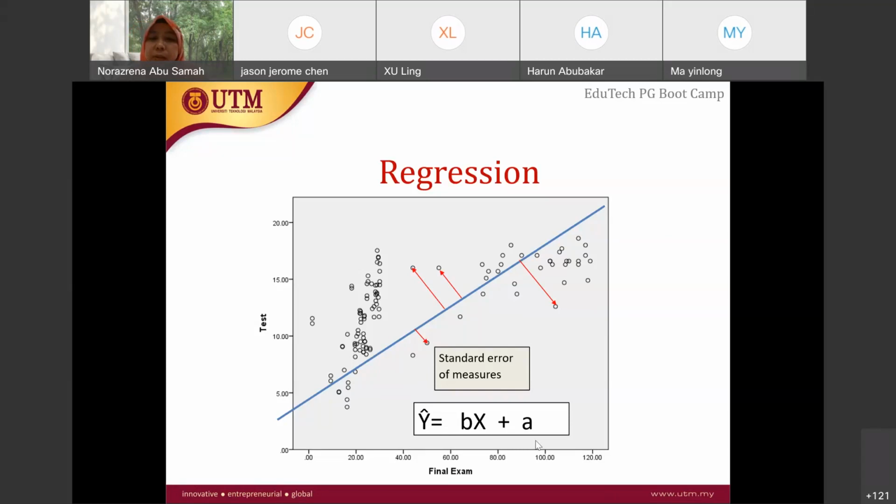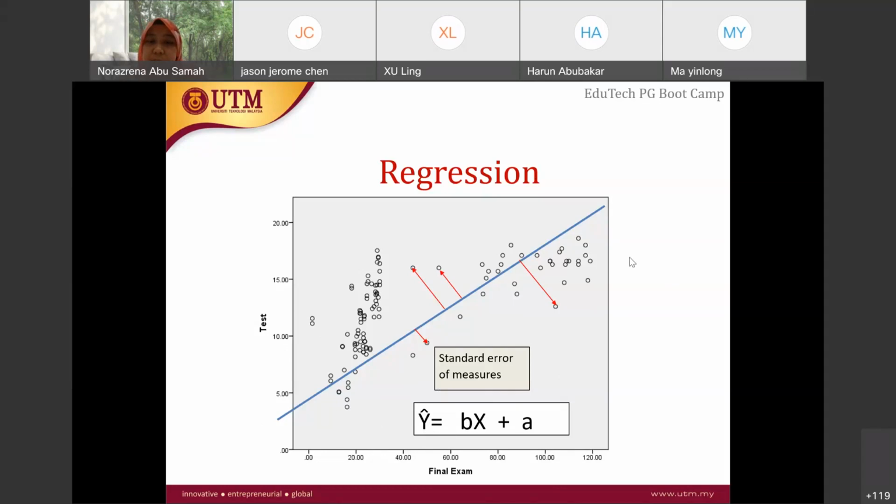So for regression, y is for dependent variables, and then x the independent variables. Let's say you want to see whether test has an effect on final exam. If you have the linear equation, you can just calculate it and you will get the estimated value for that.